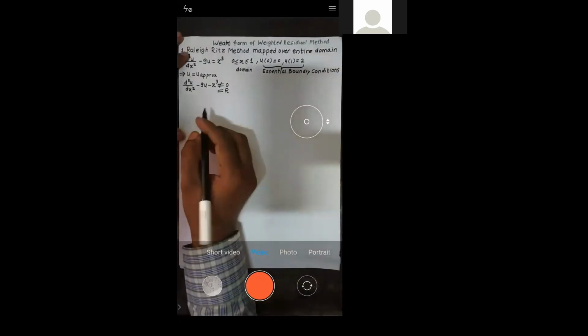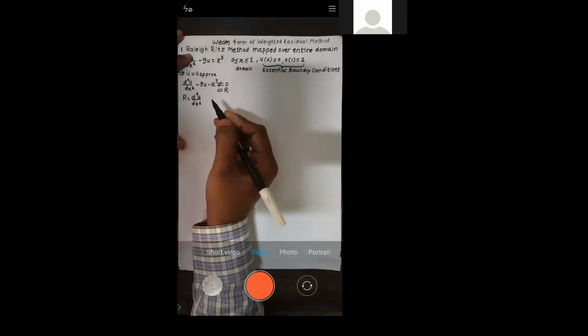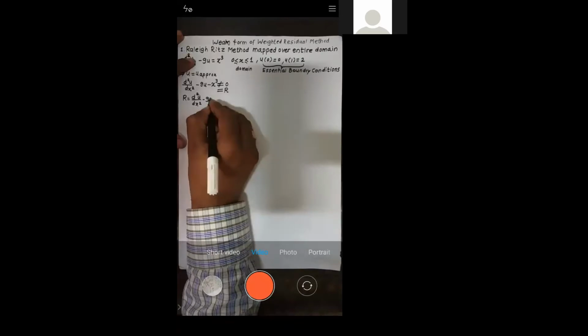Okay. So all of you see here, what is the value of the residue which we have written? The residue is equal to d square u by dx square minus 9u minus x cube. So this is your residue. Is it okay?